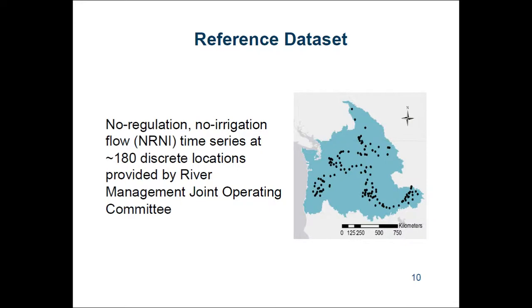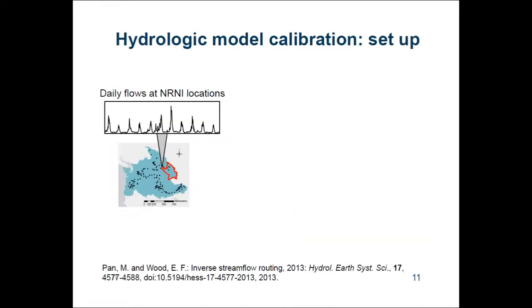And we're using, as I said, this reference data set of the no regulation, no irrigation flow time series that you saw in that earlier plot of the Columbia River flow at The Dalles. And this is flow at 180 discrete locations throughout the basin. This was provided by the River Management Joint Operating Committee. And so the way we're doing it is we're taking flow at each of these discrete locations, and there's actually more information than just purely the flow at that outlet.